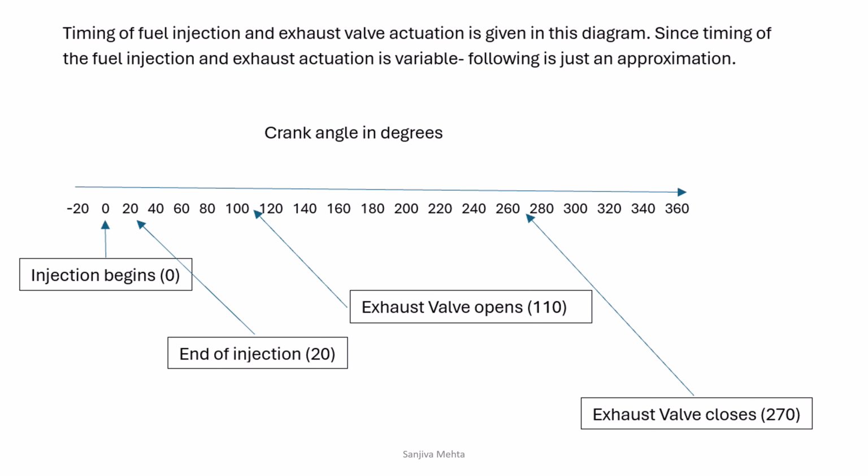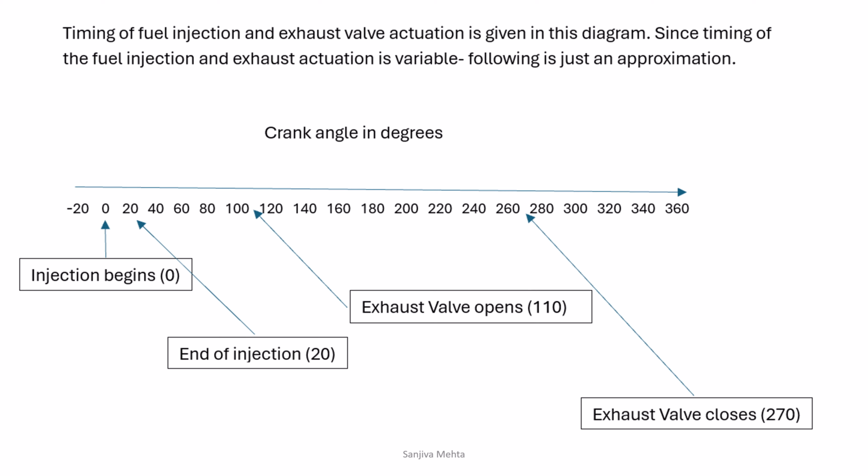Exhaust valve opening is at 110 degrees. It can be delayed, 110, 111, 112, only 2 degrees allowed, delayed opening. Early opening is not allowed. That means it cannot open at 109, but it can open at 110, 111, 112.